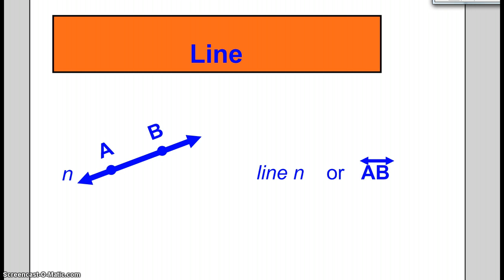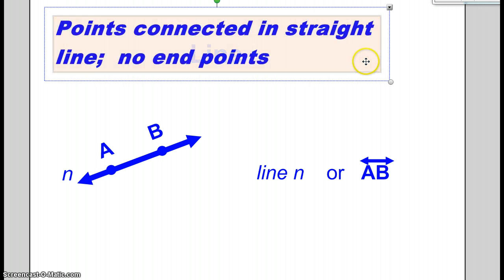A line, the definition we're going to try to use, is points connected in a straight line with no endpoints. By that I mean here's A and here's B. Those are points on a line that goes infinitely in both directions. This is how we're going to label it: line N or line AB with arrows going in both directions.